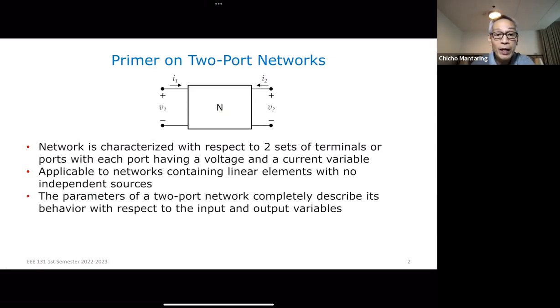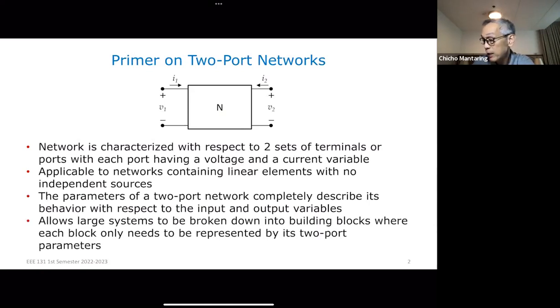So the parameters of a two-port network completely describe its behavior with respect to the input and output variables. And I mentioned this already. This allows large systems to be broken down into building blocks, where each block only needs to be represented by its two-port parameters. So when you have a complex system, you don't want to analyze the system as a whole. It might be too complicated. So you try to break this up into building blocks. You partition this into building blocks, and then you characterize each building block with its two-port network, and then the overall system will now be easier to analyze.